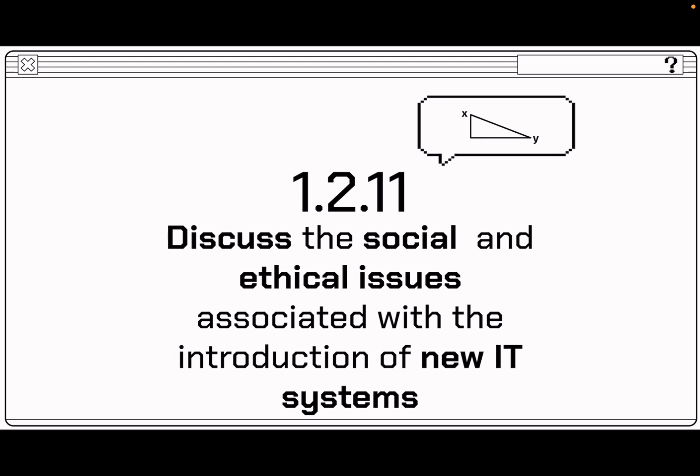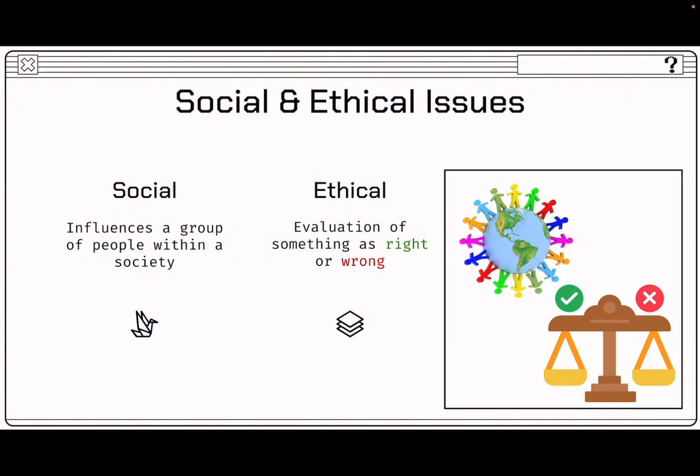Now, moving on. Discuss the social and ethical issues associated with the introduction of new IT systems. A social issue is essentially a problem or situation in which a considerable amount of individuals within a society see themselves affected by a given context. Some notable examples of these are crime, health, education, etc. Whilst an ethical issue is a problem or situation in which it requires the evaluation of the individuals on deciding whether a specified context is either right, which is ethical, or wrong, unethical. Some notable examples of these are computer crime, responsibility for computer failure, privacy, etc.